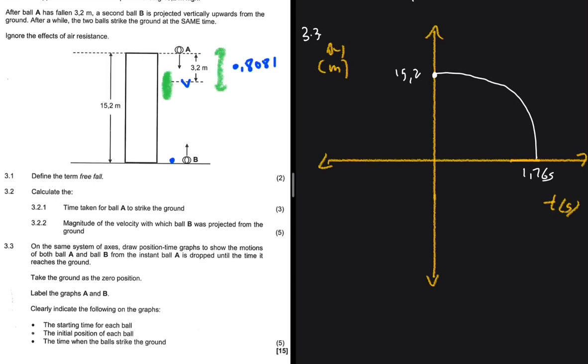And then now we have to go to ball B. So ball B is only projected 0.8 seconds later. So we have 0.8 here, right? Yeah, that is the time at which it is projected. And then it goes up to its maximum height, which is less than that of ball A. Yeah, it's easy to see. But then they strike the ground at the same time. So I think we should have something like this.